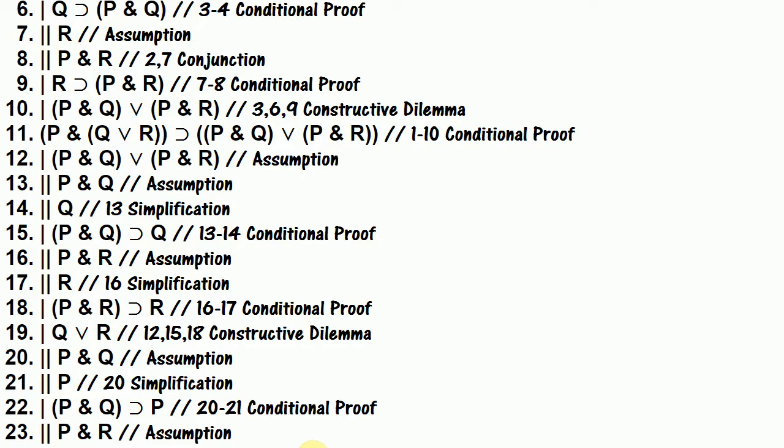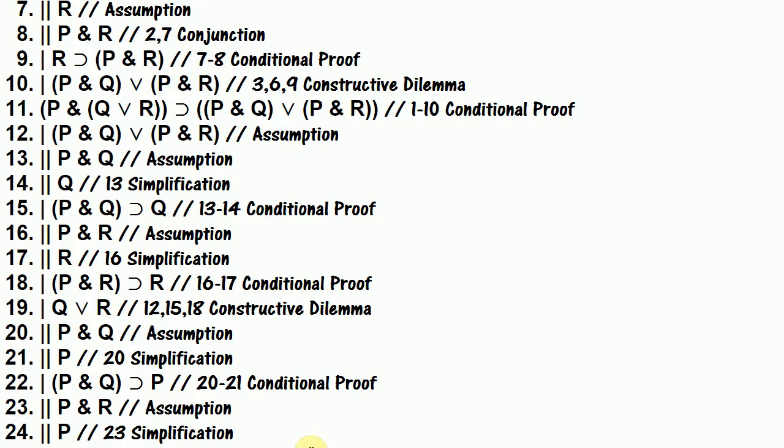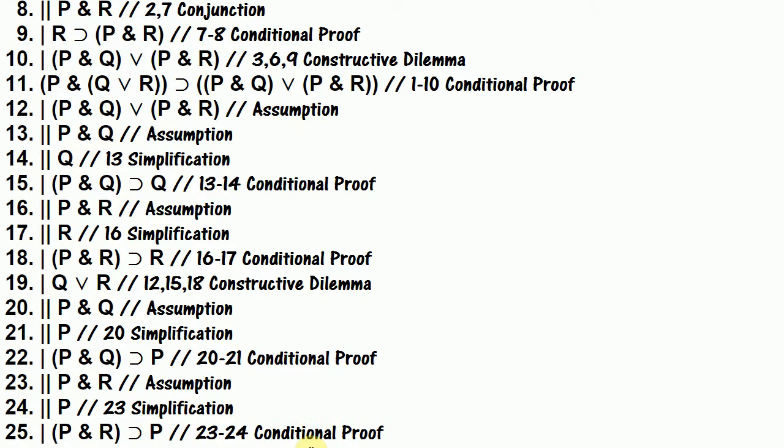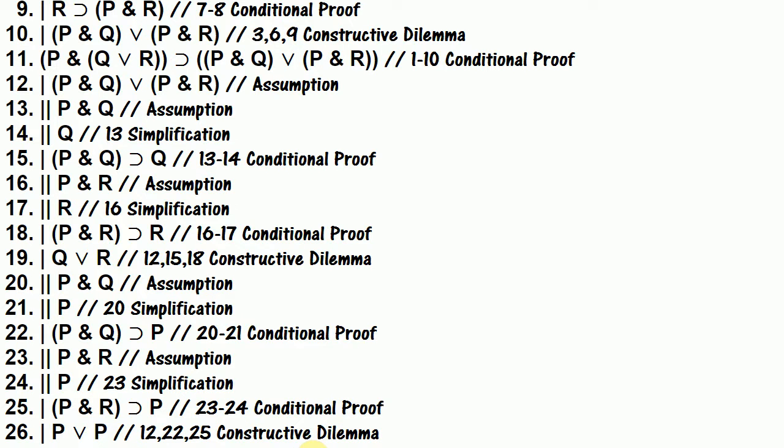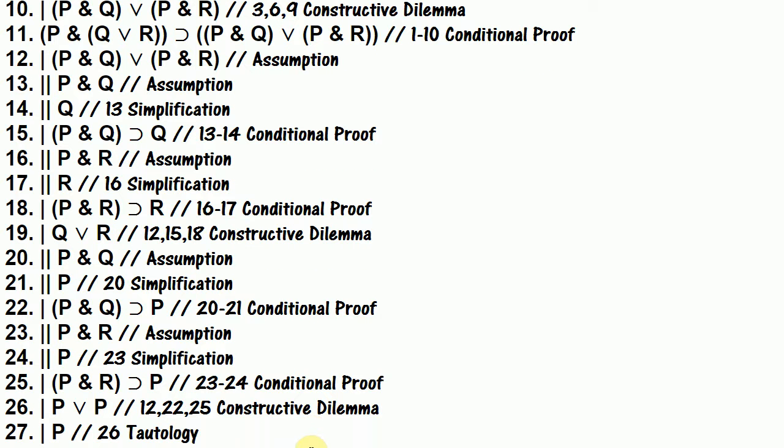And then we assume P and R. We simplify that to get P. And we close off this conditional proof when we get if P and R, then P. And now we have 2 conditionals here. And we have the disjunction up on line 12. And we use those to get P or P through constructive dilemma. And then we use the rule of tautology to change that into P.